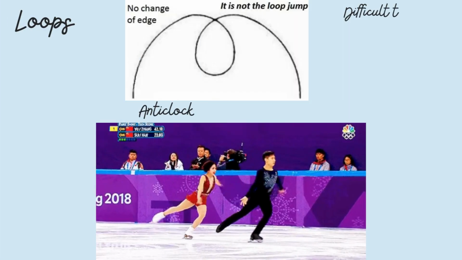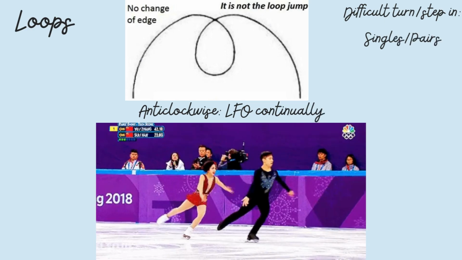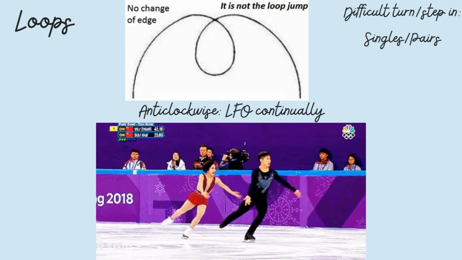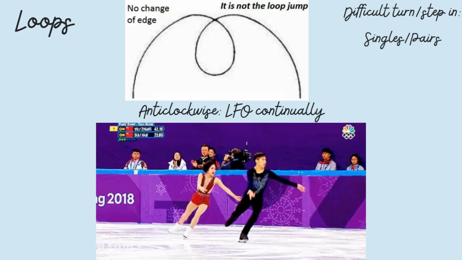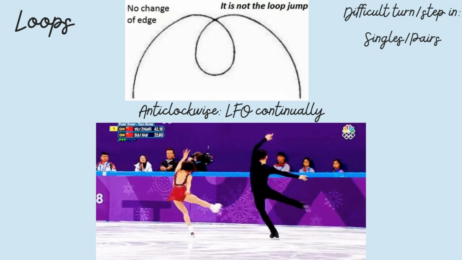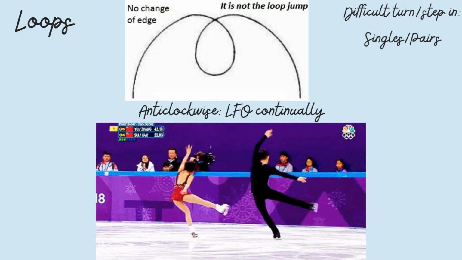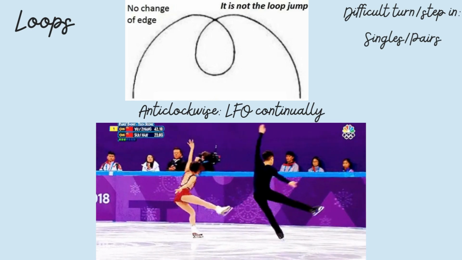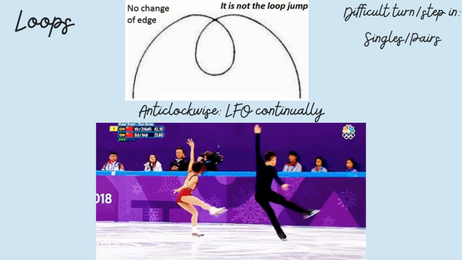The next step is a loop, and no, it is not the same as a jump loop. The loop maintains the same edge and the same direction all on the same foot, so it's basically almost like a small little spin, but it travels a little bit. You can see the ice mark on the screen, and you can see examples from Wenjing Sui and Cong Han. The loop is probably one of my favourite steps. I think it just looks quite pretty.